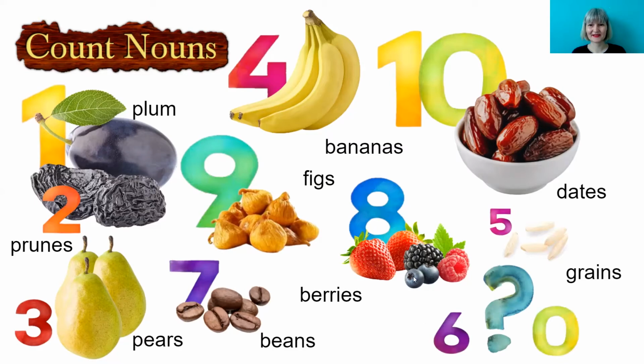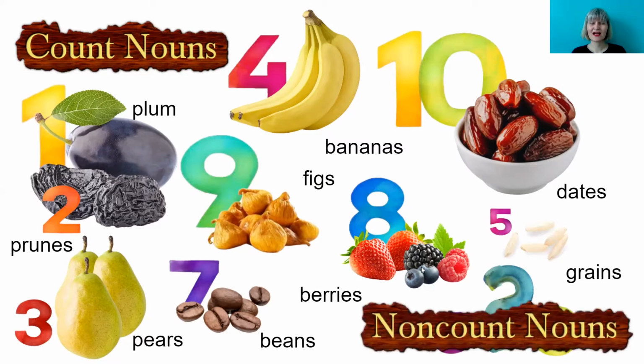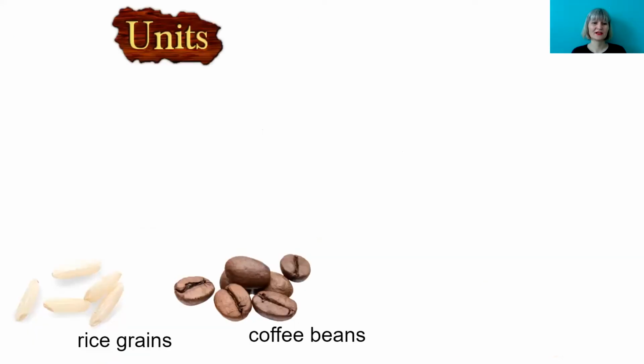Okay, good job, everybody. So, how do we count non-count nouns? И теперь поговорим о том, как же нам посчитать те существительные, которые неисчисляемые. Like rice, right? So let's have a look at rice, grains, and coffee beans, right? We don't count rice or coffee. Мы не можем посчитать рис или кофе.